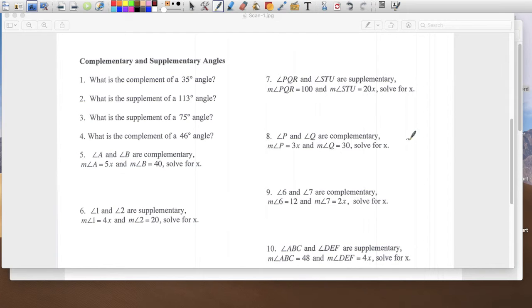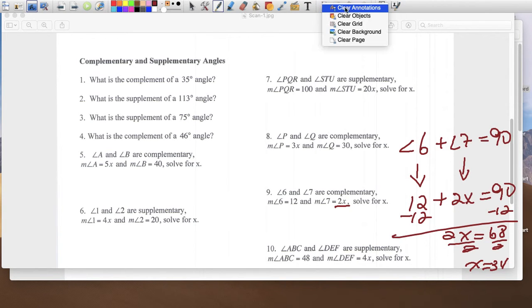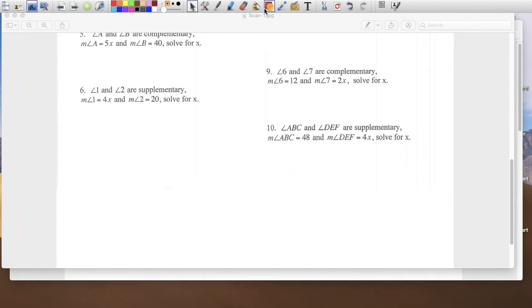Angles 6 and 7 are complementary. So angle 6 plus angle 7, if they're complementary, they equal 90. Angle 6 is said to be 12, plus angle 7 is said to be 2x, and then equals 90. Minus 12, minus 12. 2x equals 68. Divide by 2, divide by 2, x equals 34. And we can substitute that and find out. Okay, so you can tell that right now it becomes very simple to do.